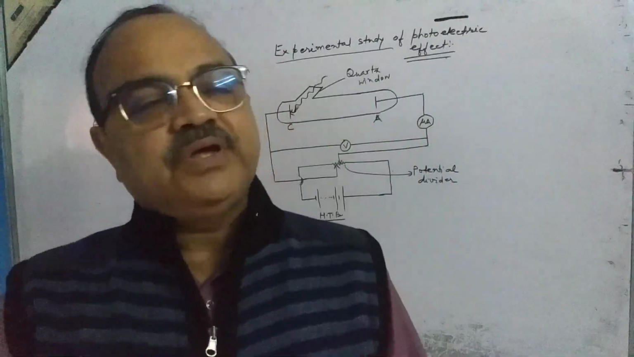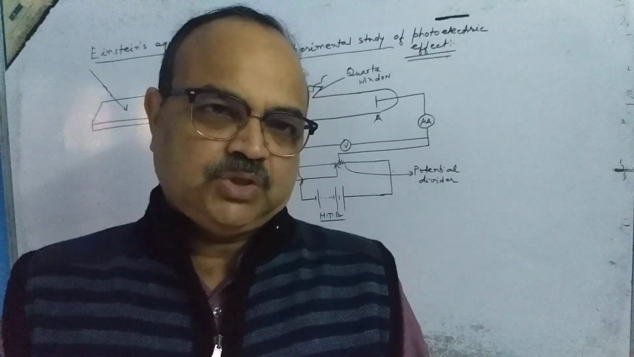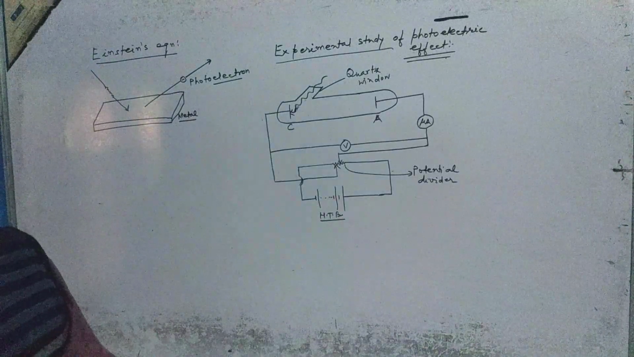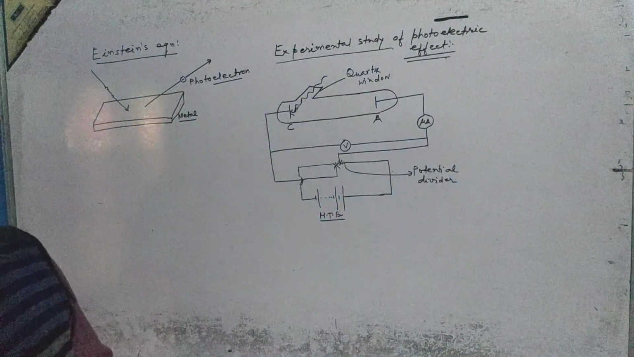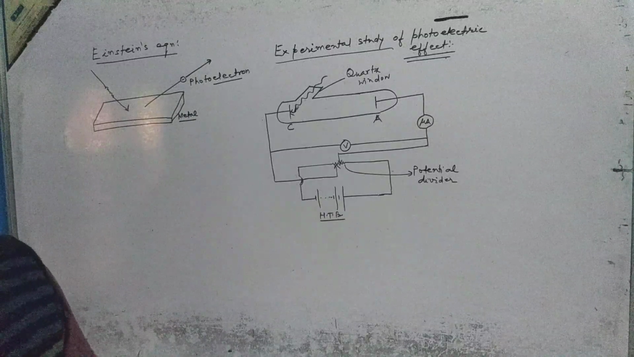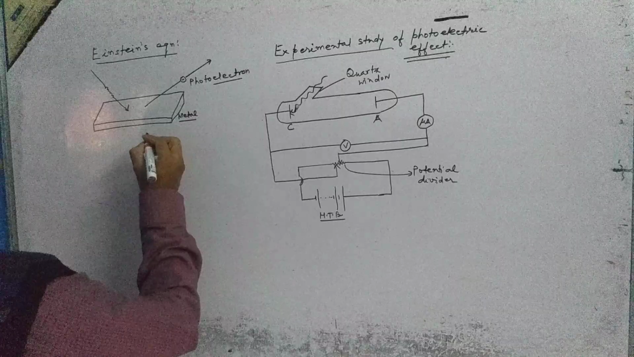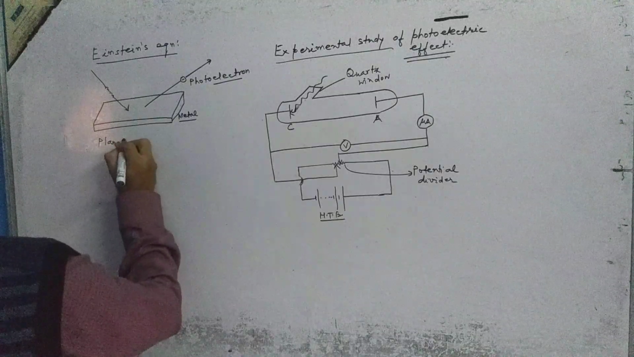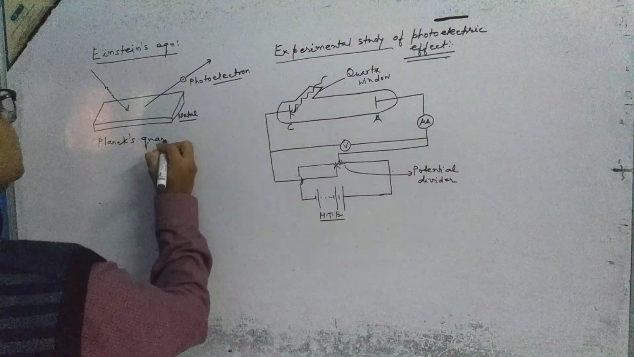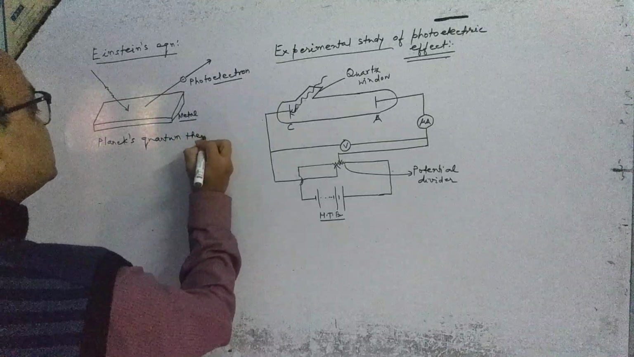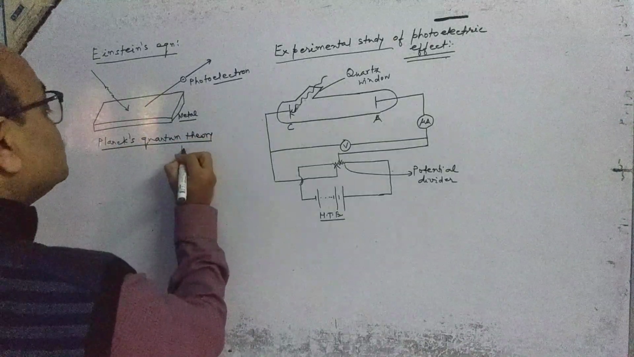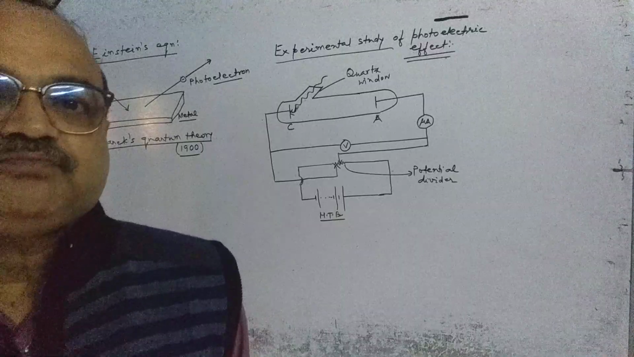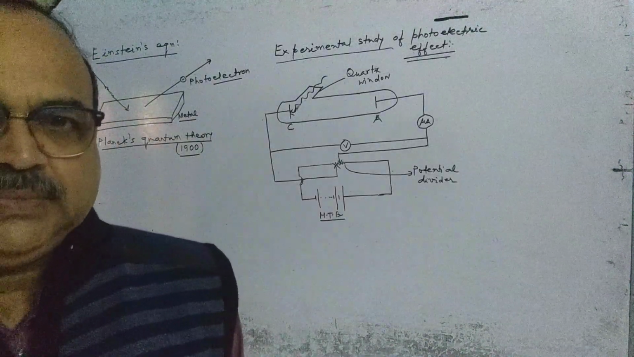Now we are moving to a very important part of this photoelectric emission, that is Einstein's equation. But before discussing Einstein's equation, let us first discuss Planck's quantum theory, which was proposed in the year 1900.